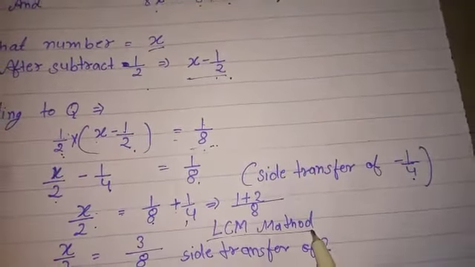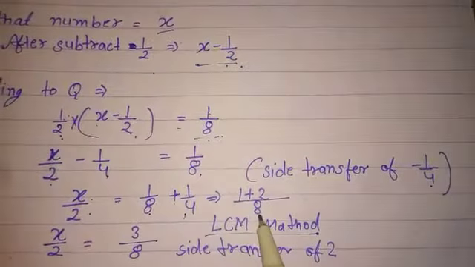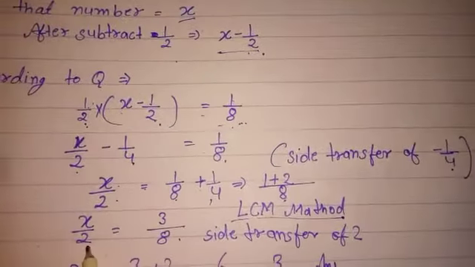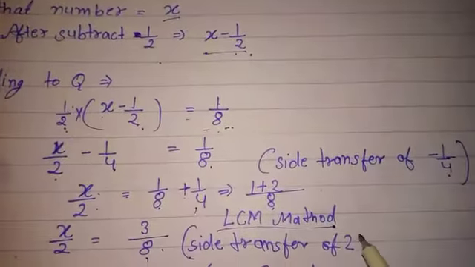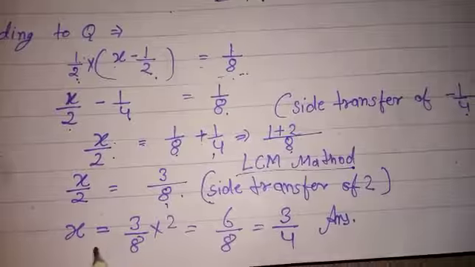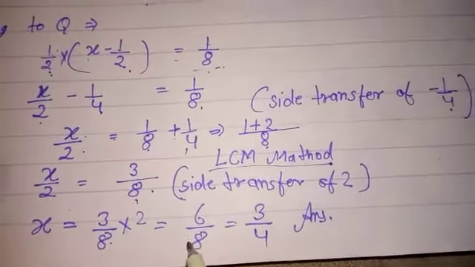So we have to do with the LCM method. The LCM will be 8. So 1 and 2, so 3 upon 8. So x upon 2 is equal to 3 upon 8. Now we have to do side transfer of 2. So 2 is in divide here, it will go in multiply. So x is equal to 3 upon 8 multiplied by 2, which is 6 upon 8.